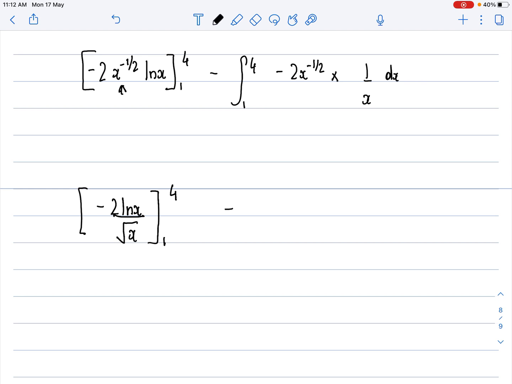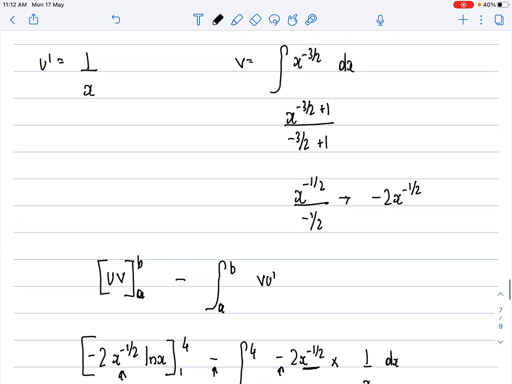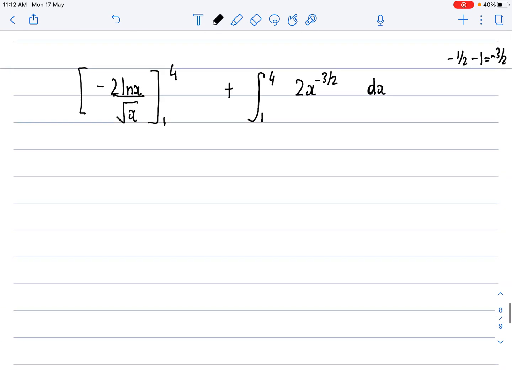Minus, now because I have a minus here, I can change this to plus, the integration of 1 to 4. Now I can use simple log indices to get x raised to minus half minus 1, which will give me 2x raised to, see, minus half minus 1 gives minus 3 by 2. So I'll get x raised to minus 3 by 2 dx here. Got it?